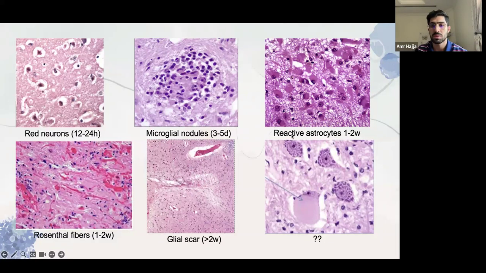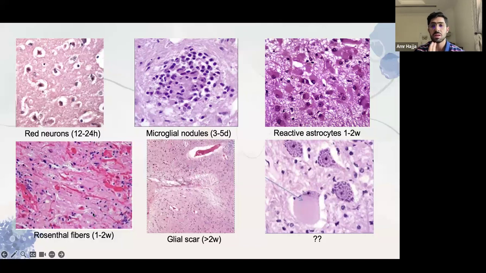So this is basically what reactive astrocytes are going to do within 1 to 2 weeks. Also within 1 to 2 weeks, there will be the formation of Rosenthal fibers, which happen as a result of these reactive astrocytes as well. These Rosenthal fibers are characterized by their GFAP positive staining. Here we can see these eosinophilic, pinkish things over here. These are the Rosenthal fibers.